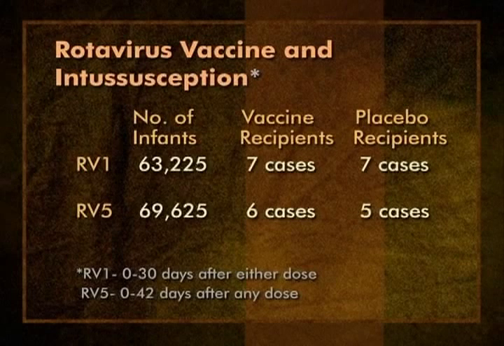There are 2 important messages from these data. The first message is that there is a background incidence of intussusception in infants, as evidenced by its occurrence in infants who received the placebo. The second is that while intussusception is to be expected in recipients of rotavirus vaccine, the risk is no higher than among children who are not vaccinated. Parents of children who receive rotavirus vaccine should understand this.